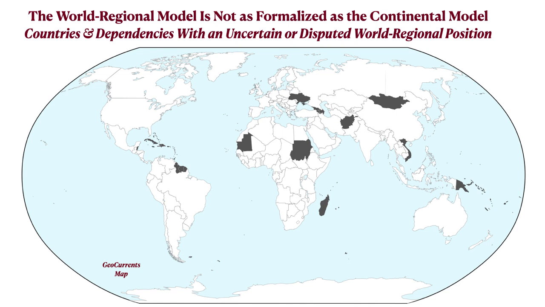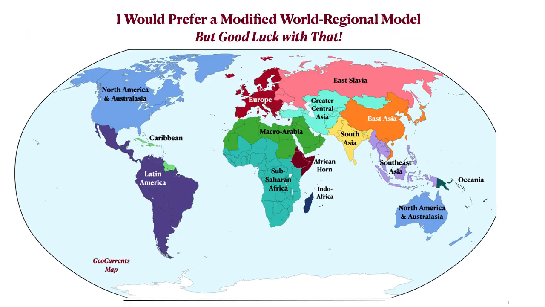Madagascar, with its sort of unique cultural background, spanning Southeast Asia and Africa. New Guinea and other islands in the Pacific, too, they really belong with Australia, places like Solomon Islands, Vanuatu, and so on. So there's a lot of uncertainty. I would actually prefer a modified world regional map. I show it here.